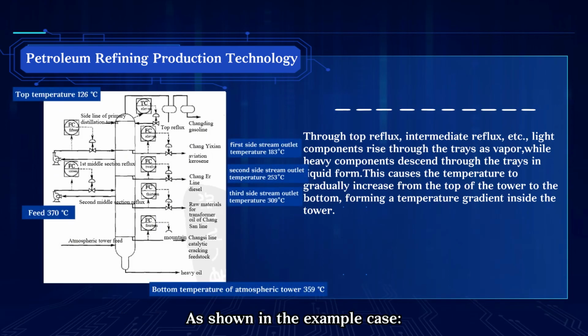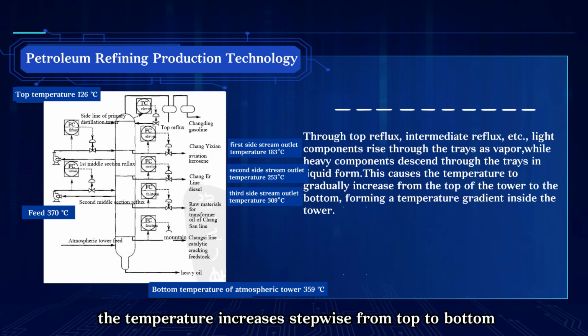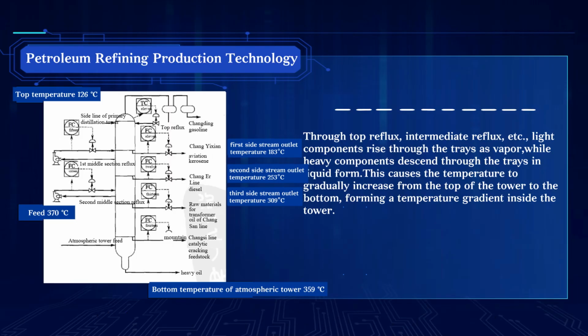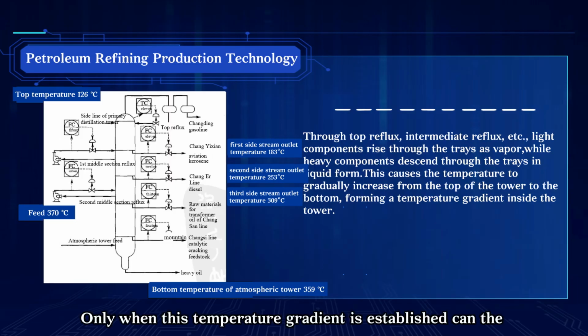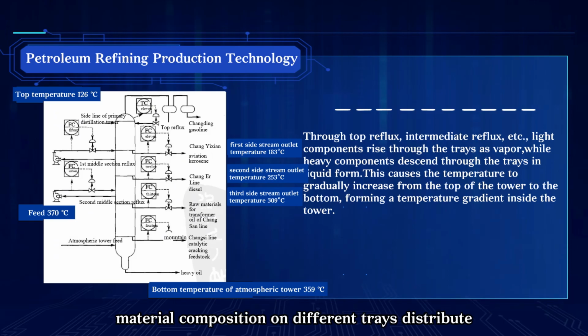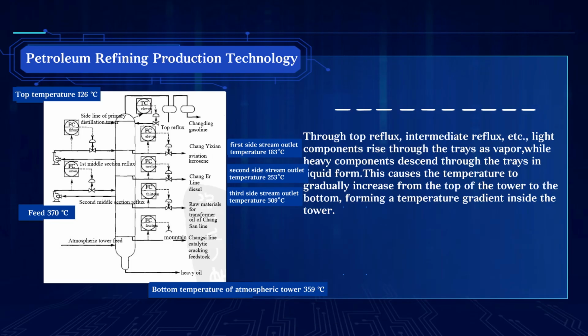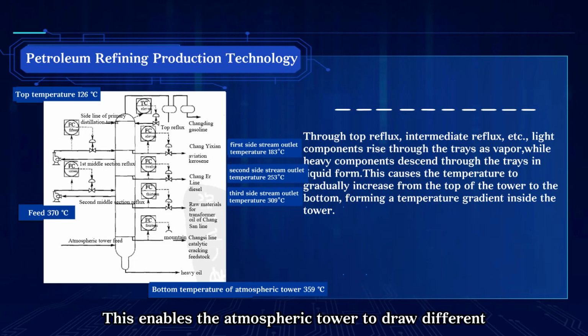As shown in the example case, tower top 126 degrees Celsius, atmospheric tower bottom temperature 359 degrees Celsius, the temperature increases stepwise from top to bottom. Only when this temperature gradient is established can the material composition on different trays distribute in a graded manner. This enables the atmospheric tower to draw different products from its side streams.